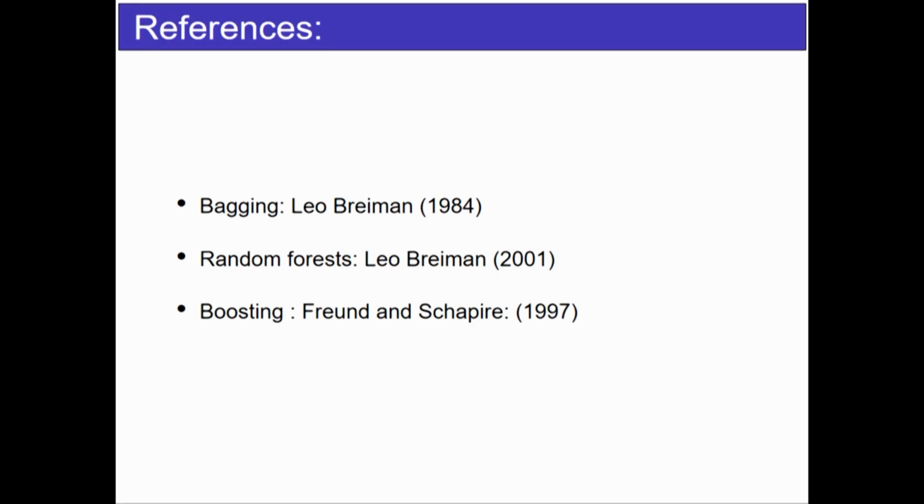For references, bagging and random forests, Leo Breiman was the guy who introduced and popularized both of them. And boosting was introduced in a set of papers by Yoav Freund and Robert Schapire, almost independently, but then they collaborated together in the late 90s. So they're classic papers in machine learning.